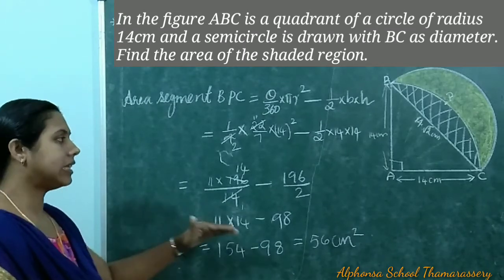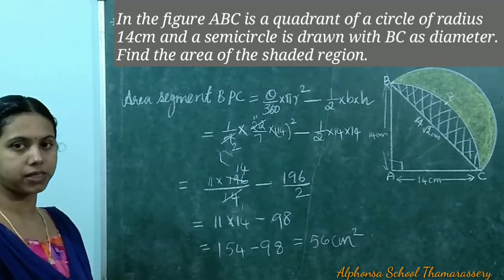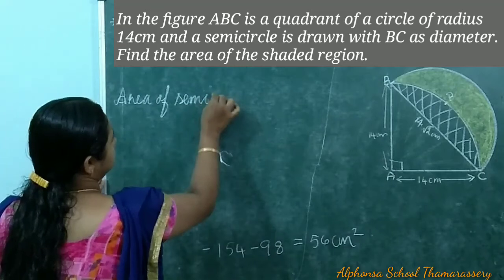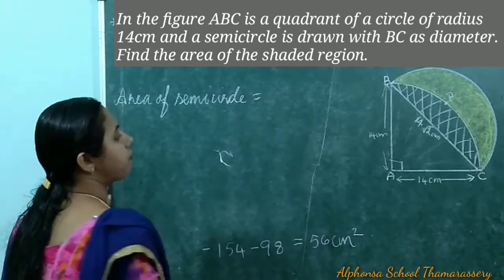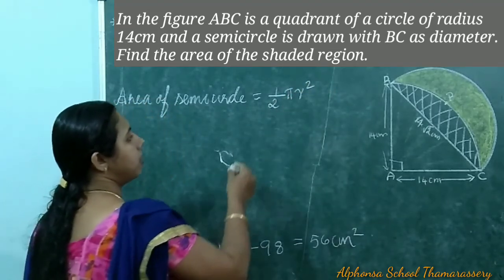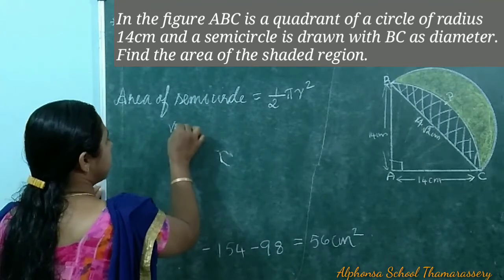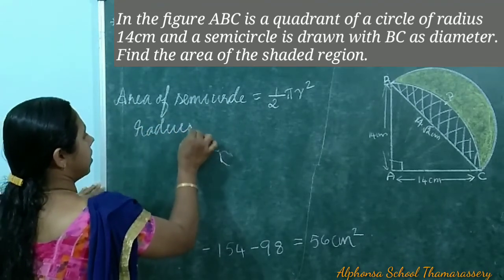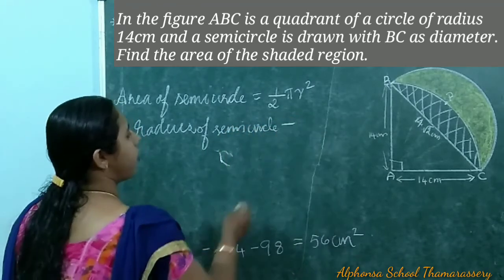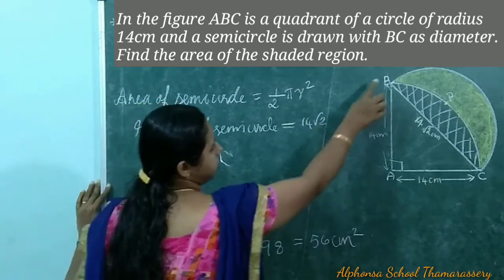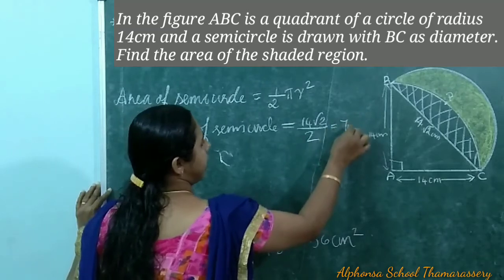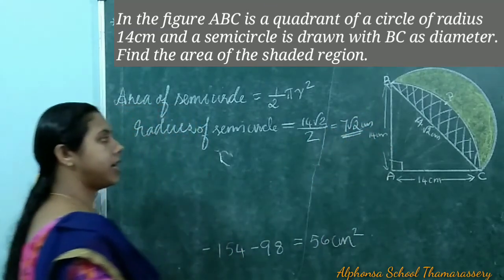Now we can subtract this area from the area of the semicircle. Area of semicircle is equal to half pi r square. Radius of semicircle is equal to half of the diameter. Diameter of the semicircle is 14 root 2. So half of 14 root 2 is equal to 7 root 2 centimeter. That is the radius of the semicircle.